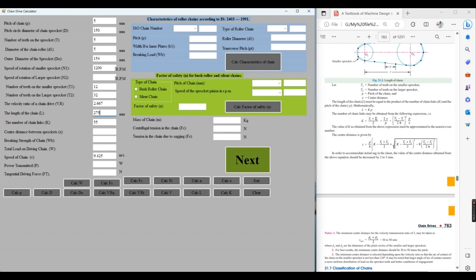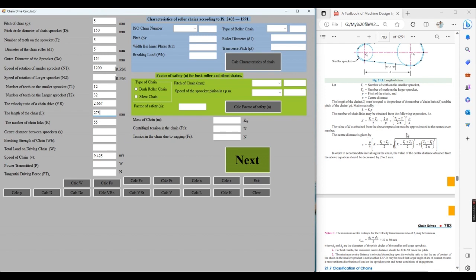Here also the number of chain links may be obtained from the following expression. Here we entered the value of K randomly, but it can be obtained by calculation. K is equal to (T1 plus T2) over 2 plus 2X over P plus ((T2 minus T1) over 2 pi) squared times P over X. Here X is the center distance, T1 and T2 are the number of teeth on the smaller sprocket and the larger sprocket, and P is the pitch of the chain drive.